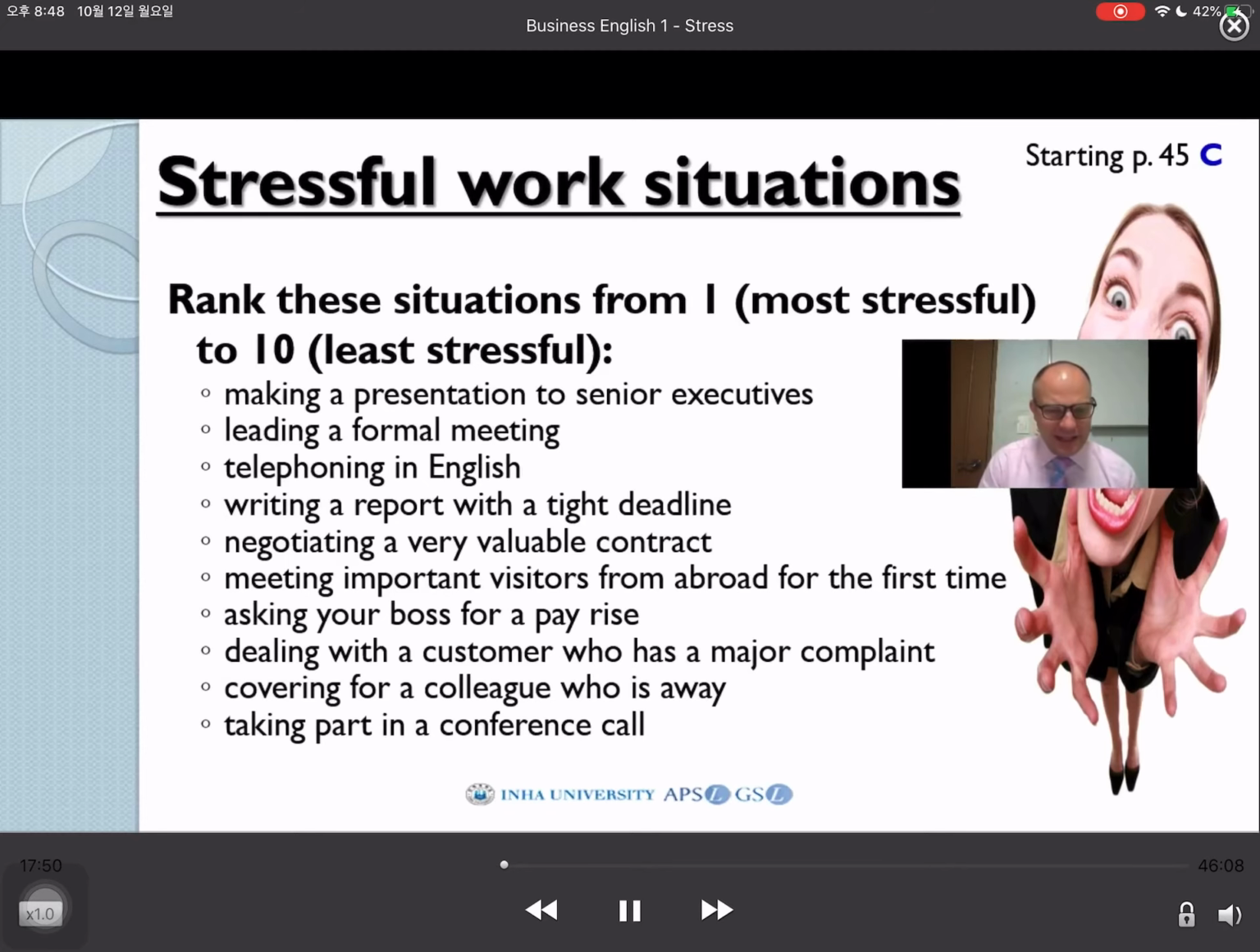Covering a colleague who is away, a lot of people said they found that stressful, but again, I don't really find that stressful, but I don't work in a situation where I need to cover colleagues very often. So there you go. Work through those and see if you can rank them on a stress level 1 to 10. What would you find stressful and why? And again, write your ideas down so you don't forget them.